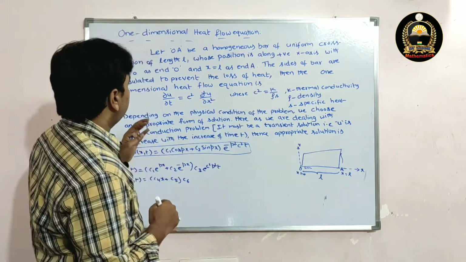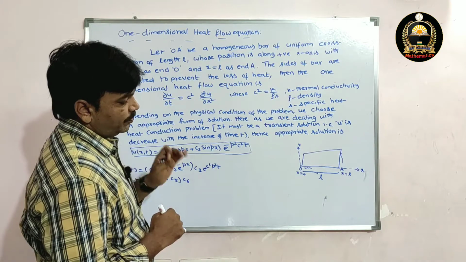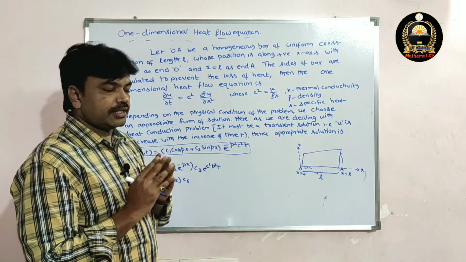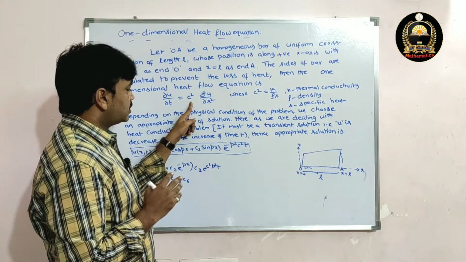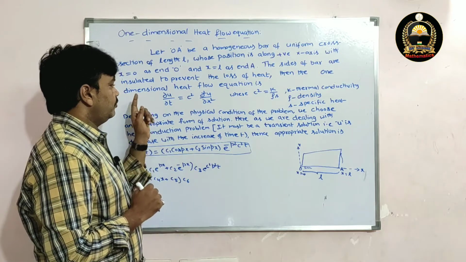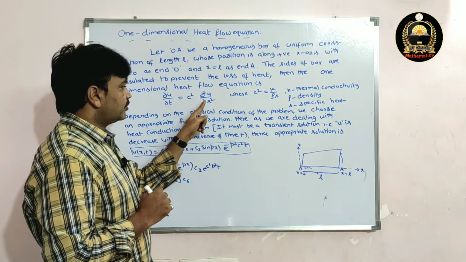Then the one dimensional heat flow equation is: dou u by dou t is equal to c square into dou square u by dou x square. Once again, students, dou u by dou t is equal to c square into dou square u by dou x square.